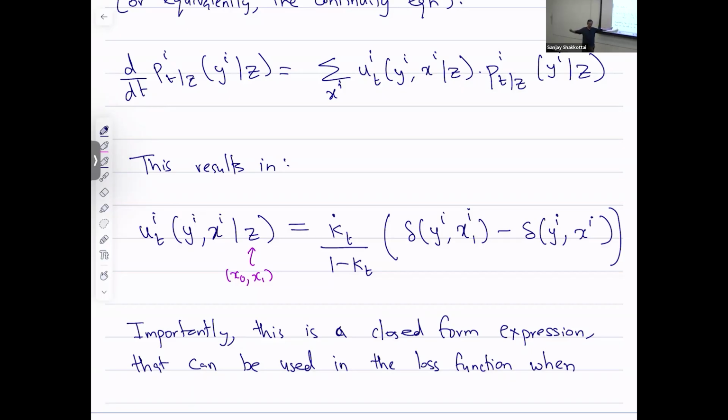We are conditioning on x0 and x1. We have a path that goes... We are conditioning on both endpoints. This is a noising process.